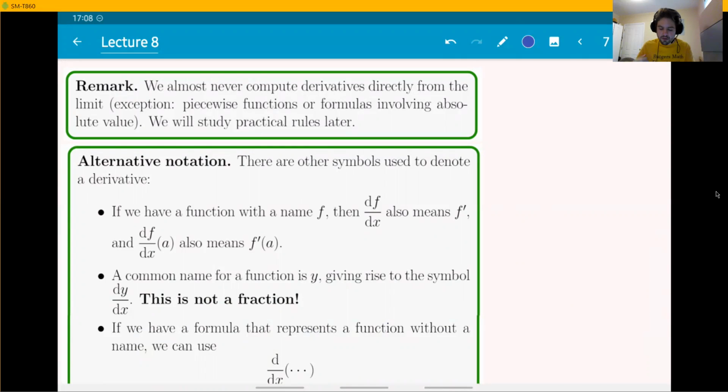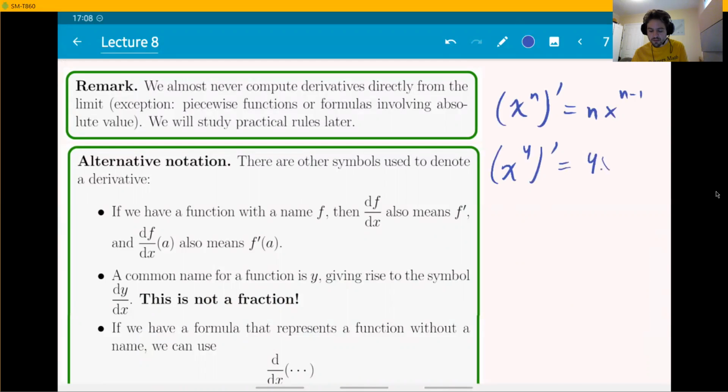So the thing that we just discovered, that the derivative of x to the n is equal to n x to the n minus 1, that's called the power rule. Anywhere where you see an x to the n now, you will be able to differentiate it like that, for example 4 times x cubed. But we're going to talk about these rules later, not today.